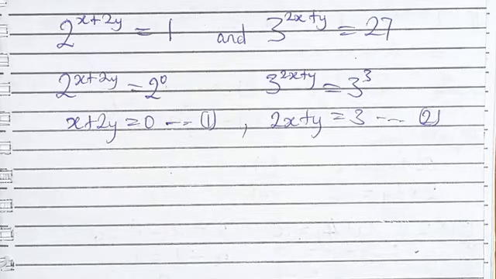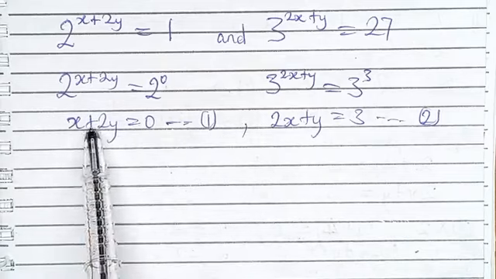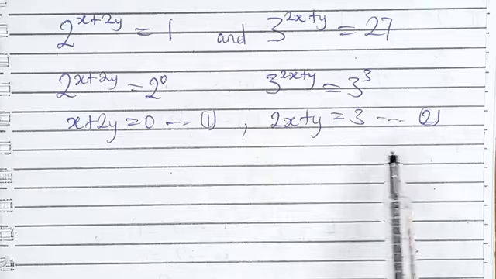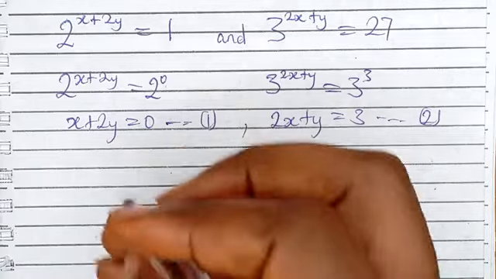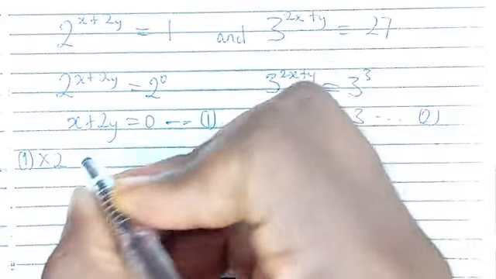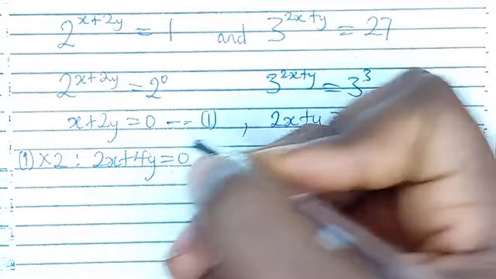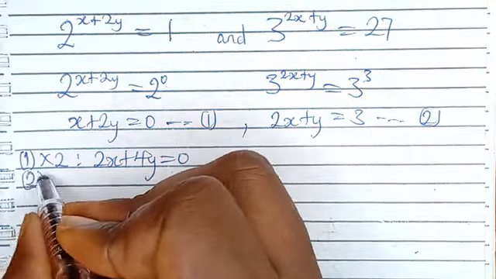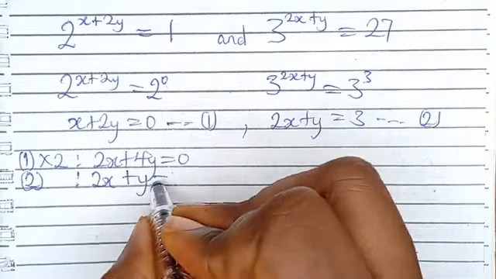So we can call this equation 1 and this equation 2. Now you can see that they look like normal equations that we can work with. We can multiply equation 1 by 2 to get the coefficients of x equal, or we can multiply the second equation by 2 to get the coefficients of y equal and therefore eliminate them. Let me go with multiplying equation 1 by 2. I have equation 1 multiplied by 2 to give me 2x plus 4y is equal to 0. And then I repeat equation 2: 2x plus y is equal to 3.